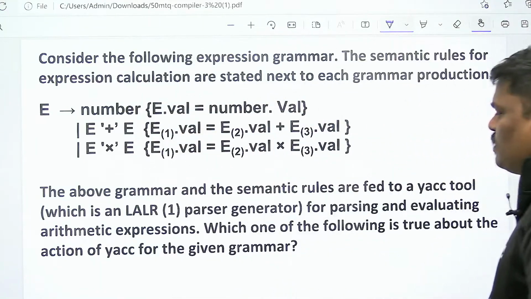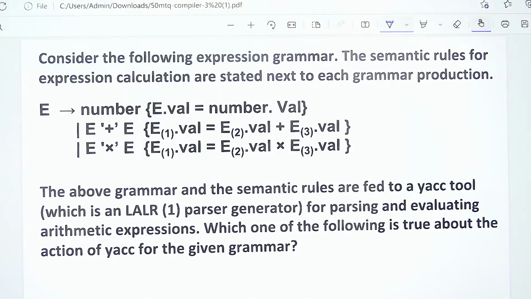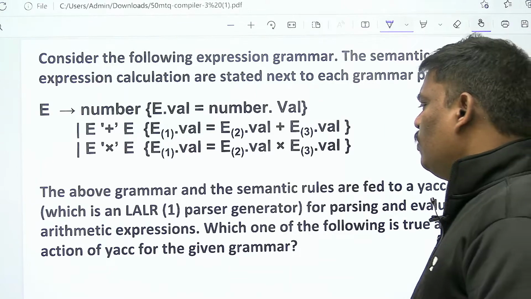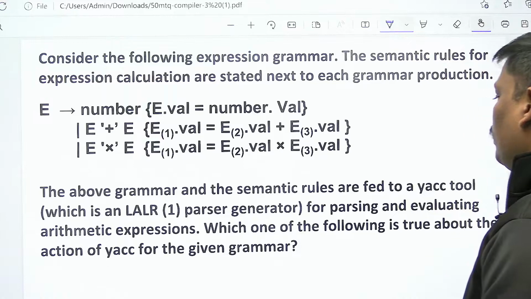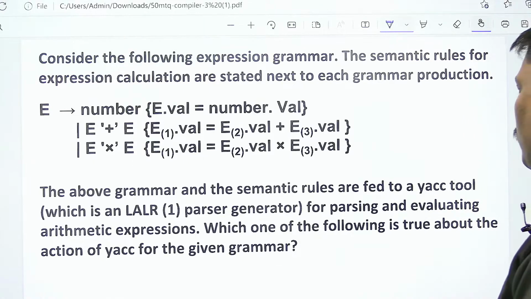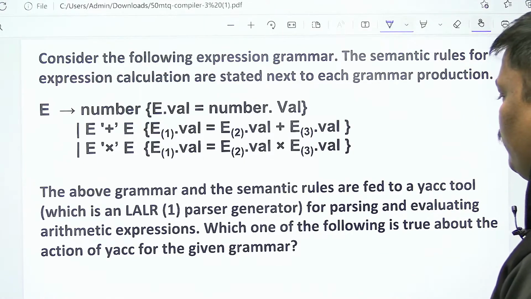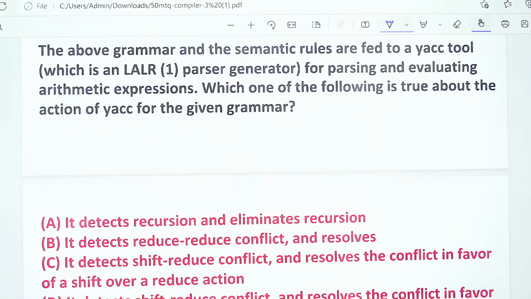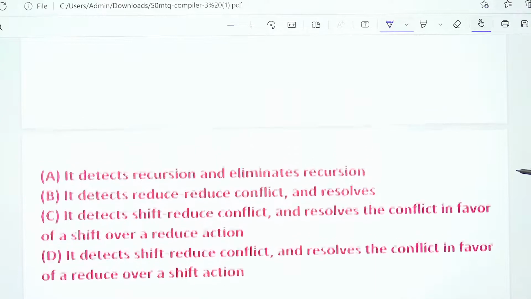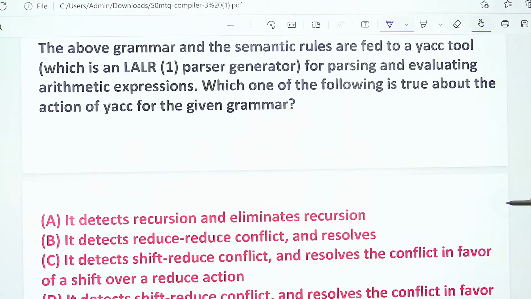So some grammar is given with the semantic action, meaning one SDT is given. The above grammar and the semantic rules are fed to a YACC tool, which is an LALR(1) parser generator for parsing and evaluating arithmetic expressions. Which one of the following is true about the action of YACC for the given grammar? So this is the given problem, right? These are the options for that.